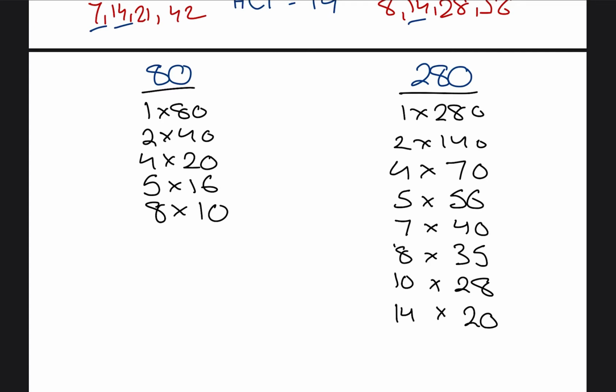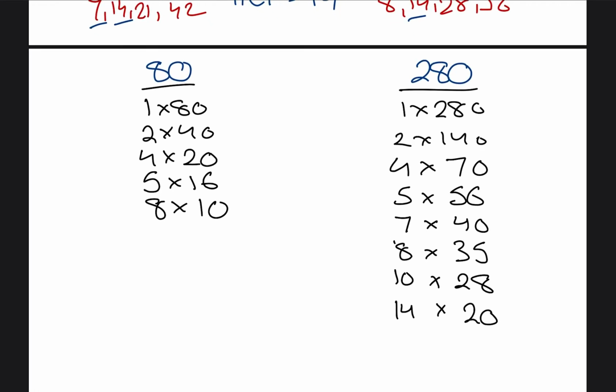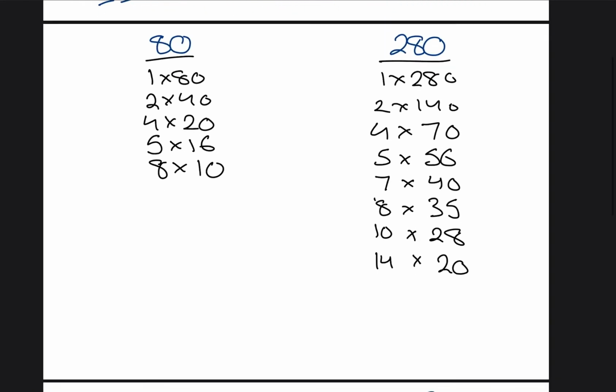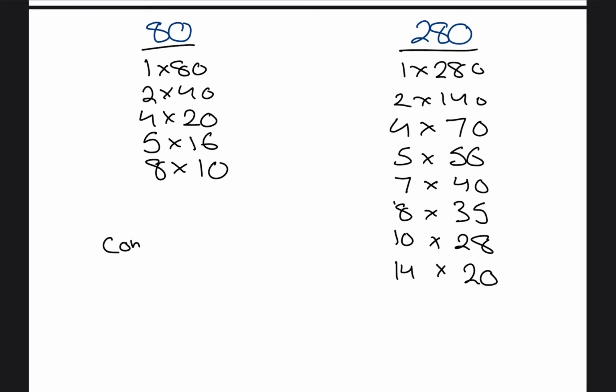280, does it go in the 15 times table? No. 16, no. 17, no. 18, no. And 19, no. So there we are. Those are factors. Okay, I'm not going to list them out this time. Let's just find the common ones.